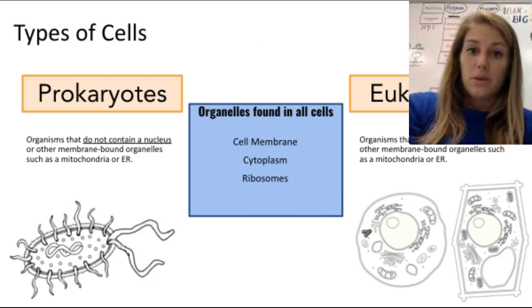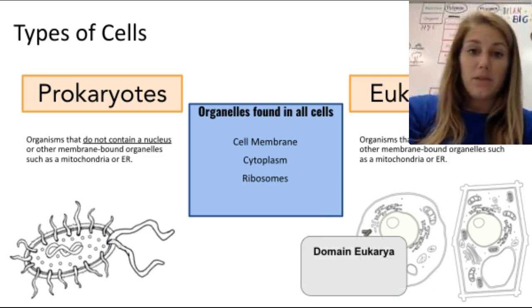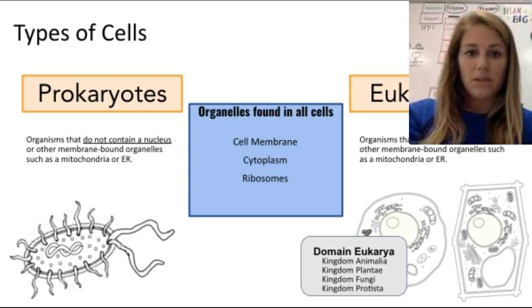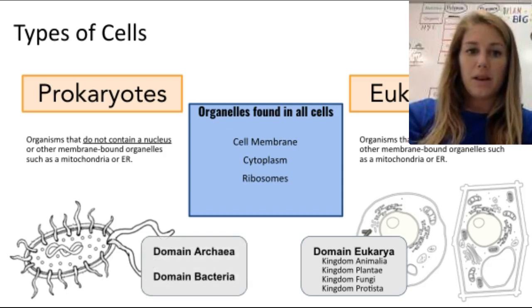Now, as a quick review, do you remember the domains that make up eukaryotic cells? Domain Eukarya, correct. Do you remember the four kingdoms? We have animals, plants, fungi, and protista, while prokaryotes are made up of the domains Archaea and Bacteria, which are the kingdoms archaebacteria and eubacteria.